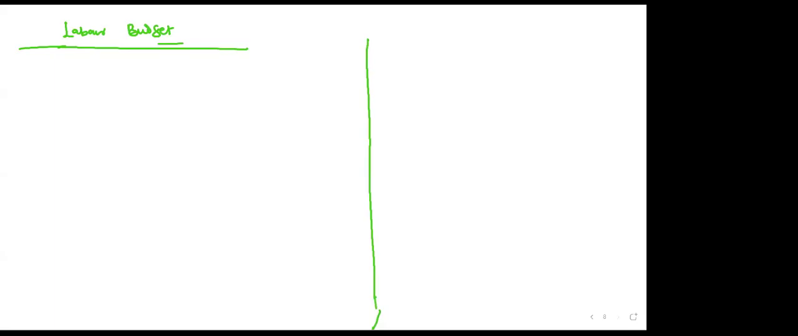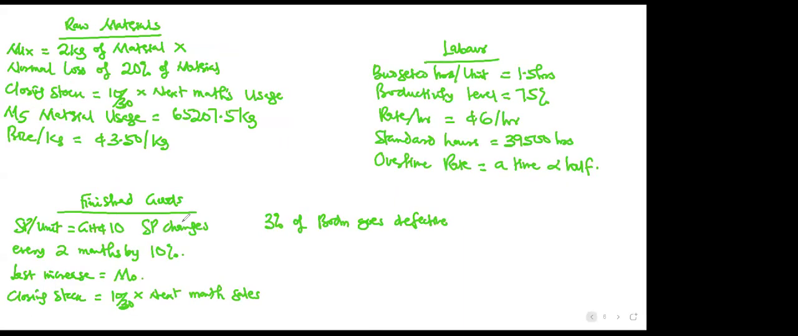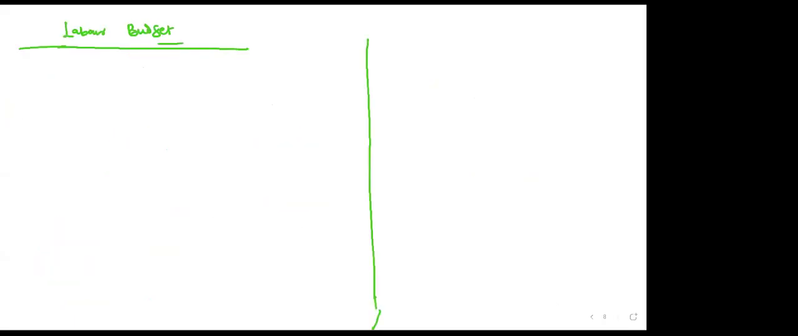So first of all, let us go and see our budgeted selling price. I think we have to do a working on it because if you look at the finished goods, the selling price is 10 cedis per unit, but it will change every 2 months by 10%. And the last month it increased was month 0. So we'll keep on increasing it in month 2 and in month 4 in that order. Do you agree? So we'll come to our workings.